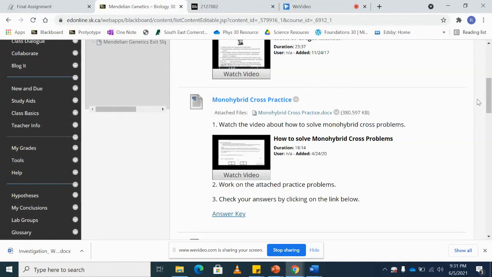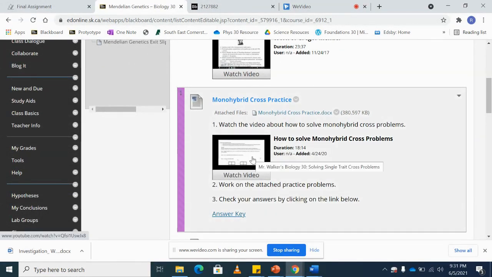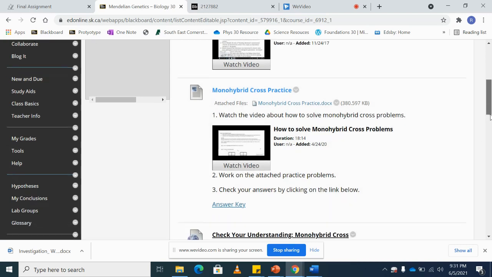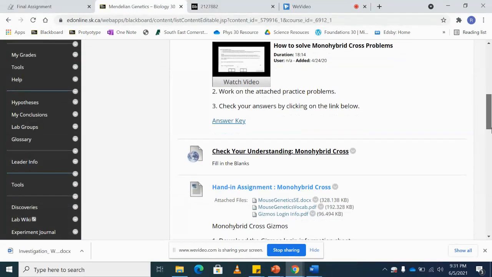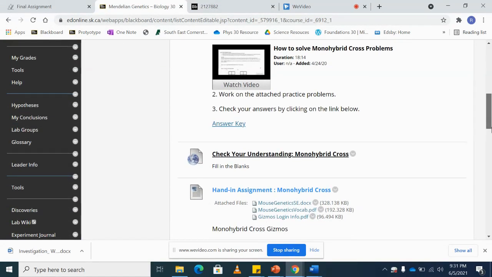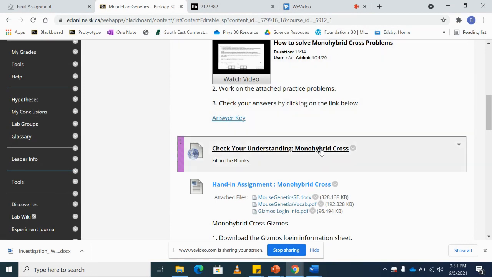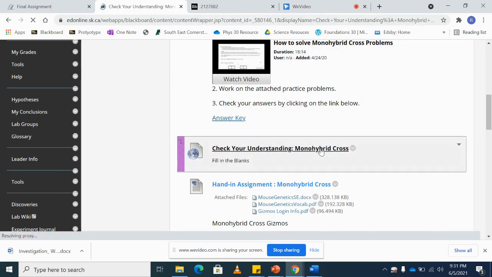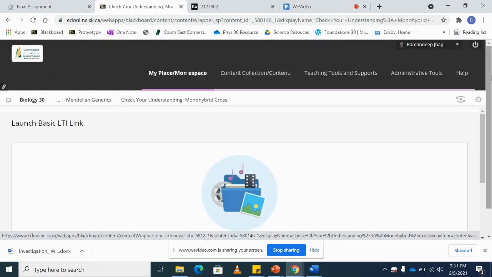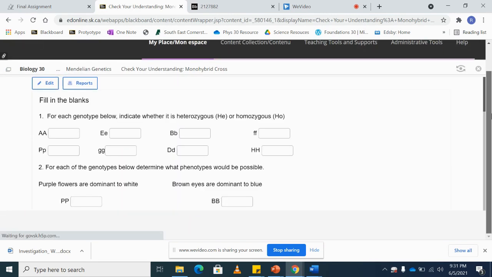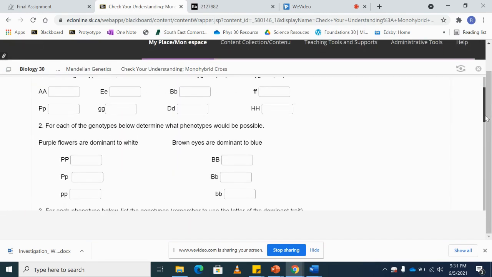And then they will watch a video about how to solve monohybrid crosses, and there is a practice assignment they will be working on, and then they'll click on answer key to check their answers. And once they're done practicing themselves, then I need to see how much they have understood. So I have created something like check your understanding questions for them. They will work on this activity, and this is something I will be able to see the results of.